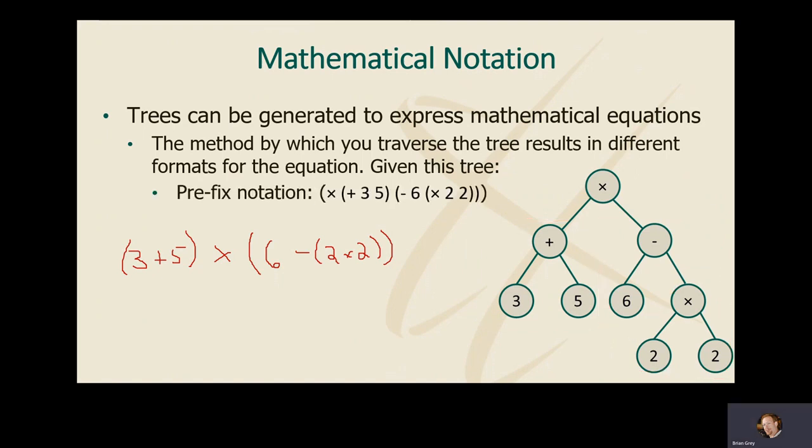Well, if we do a prefix traversal, we will get what is prefix notation, right? We see this guy first, then we see this guy, then we see this and this, right? Then we come back up, come down this side, and we see this guy, then this guy, then this guy, then this guy, then this guy. These parentheses are added for your visual ease, but they don't have to be there, right? It could literally be times plus 3, 5 minus 6 times 2, 2.